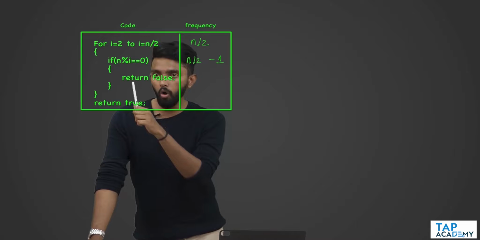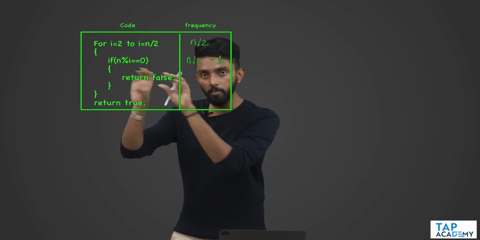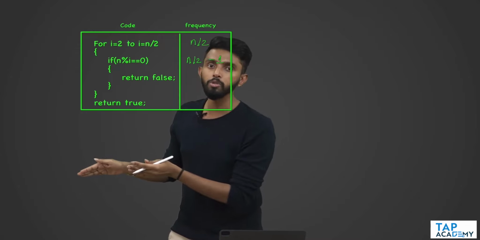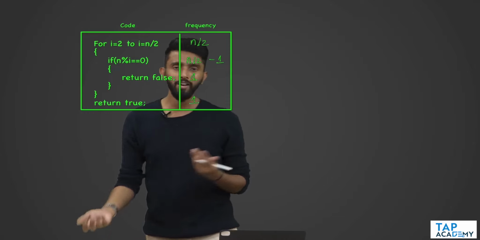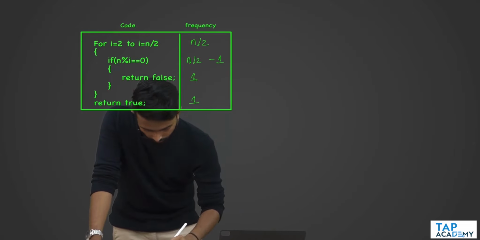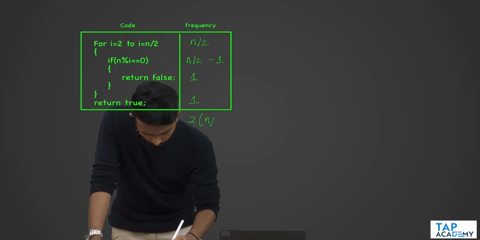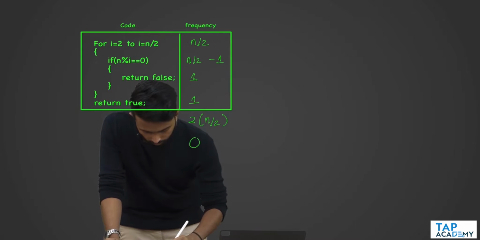Please remember, all return statements will execute only once, because the meaning of return is that the moment it returns, control comes out of the function. So this executes once, this executes once. And you already know constants don't matter to us, which means if I add it, I will get something like 2n divided by 2. There also again, if I remove constants, my time complexity will be big O of n.